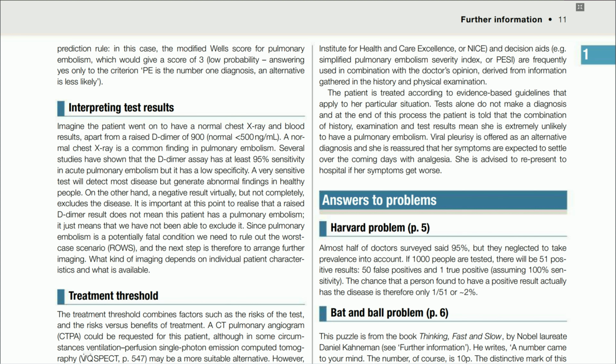Answers to problems. Harvard problem, page number 5. Almost half of doctors surveyed said 95%, but they neglected to take prevalence into account. If 1,000 people are tested, there will be 51 positive results, 50 false positives, and 1 true positive. Assuming 100% sensitivity, the chance that a person found to have a positive result actually has the disease is therefore only 1 out of 51, or 2%.